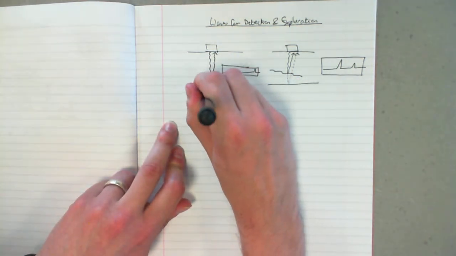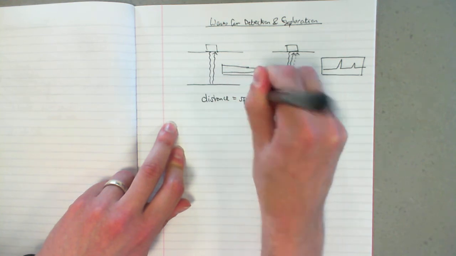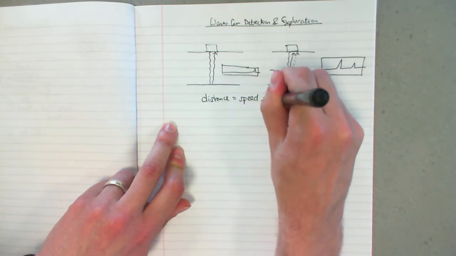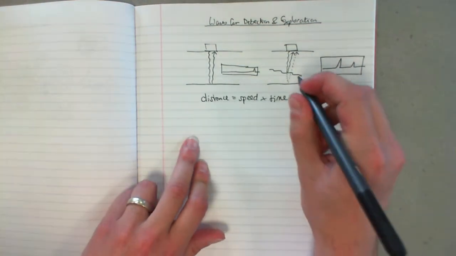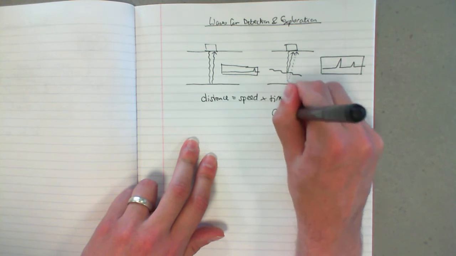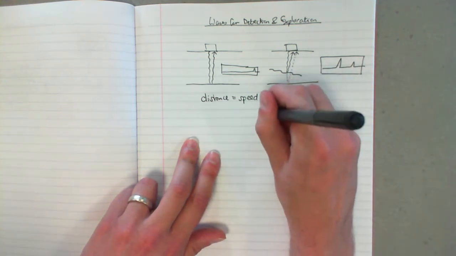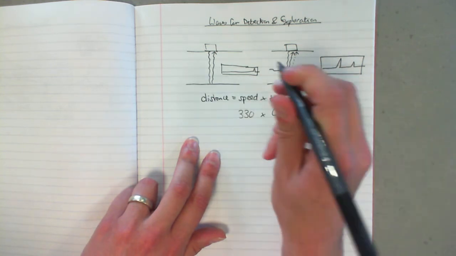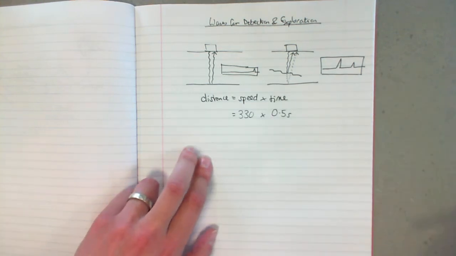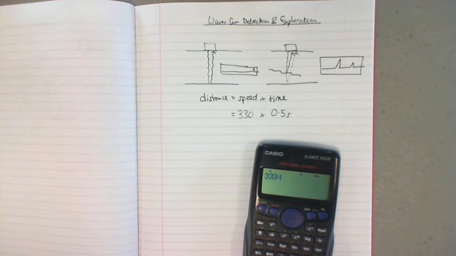So distance equals speed times time. Let's say it's taken 0.5 seconds for that sound to travel, and it's travelled at a speed of 330 meters per second. How far away was that issue? We use our calculator. 330 times 0.5, 165.